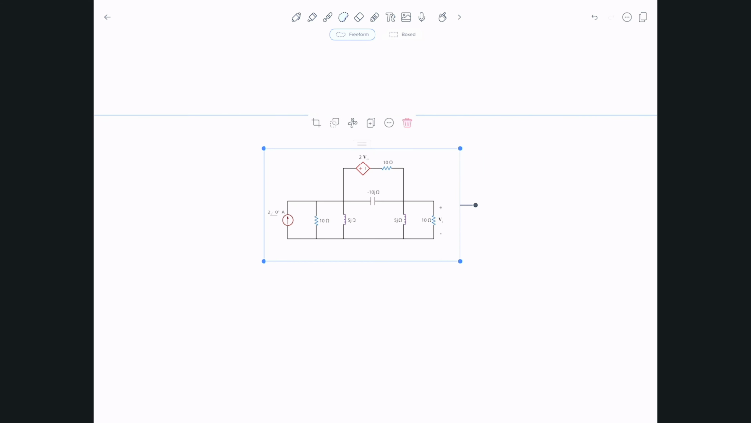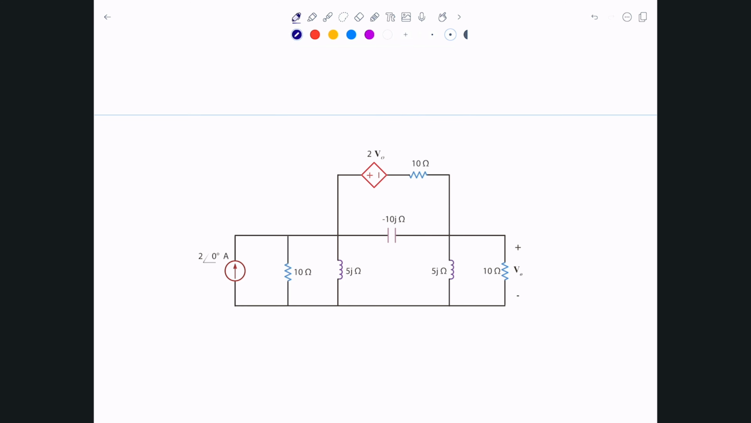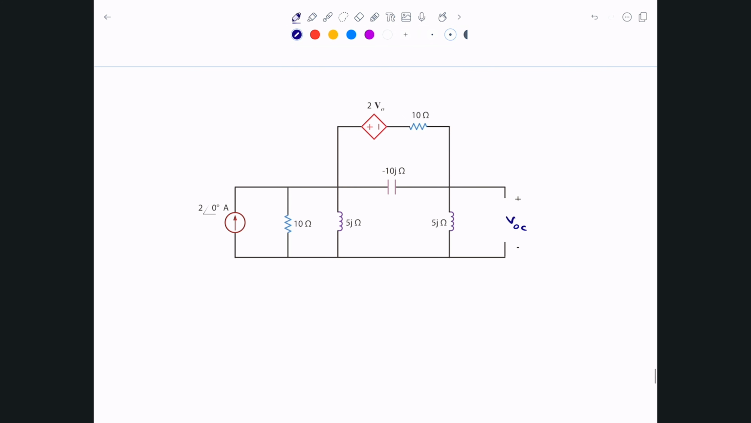All right, so here's the circuit. Let's start with the first part of it. The first part tells me to find the V Thevenin, which we can easily find. Maybe not easily, but we can find using the V open circuit. That's what we need to do.